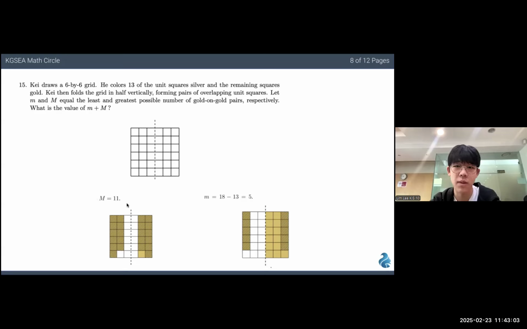For the least possible number of pairs, we understand that there are only 13 unit squares of silver, and to get the least possible number of gold on gold pairs, there needs to be a maximum number of gold on silver pairs. So if we have 13 gold on silver pairs, then we'd only have 5 gold on gold pairs. So the answer would be small m plus big M, which is equal to 16.